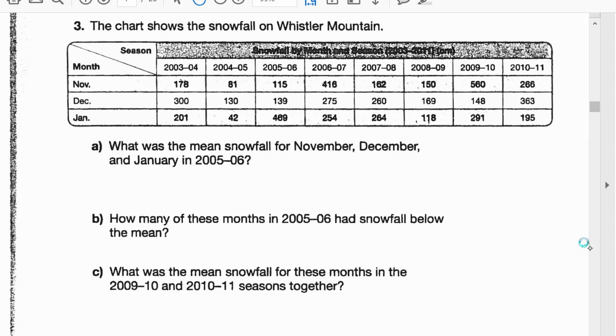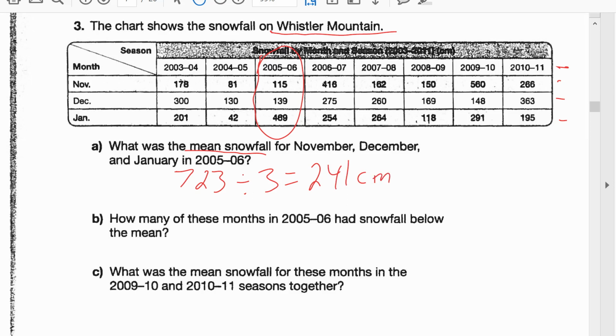The chart shows snowfall on Whistler Mountain. Oh great, Mr. K is going to Whistler soon. Well, not soon, in July. Okay, so the seasons over the years. We have November, December, January. What was the mean snowfall for November, December, and January of 2005, 2006? So that's that value set. We add them together. They equal 723 divided by 3 values is 241. What is it in centimeters?